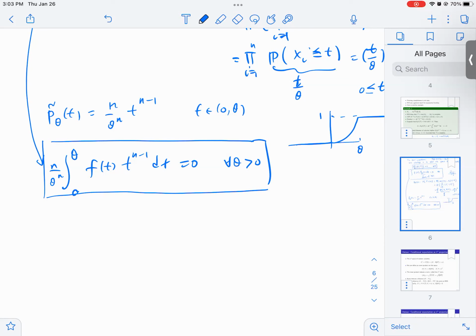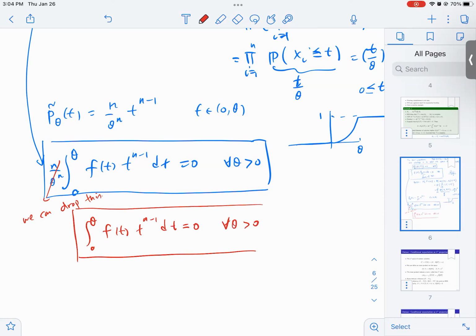So we can drop this because theta is positive. If this holds, then that holds, and if that holds, then this holds. So I'm going to just drop it. I get the integral from 0 to theta of f(t) t^(n-1) dt equals 0 for all theta bigger than 0. So from this integral equation, can I conclude that f(t) is 0 for all t or almost all t?